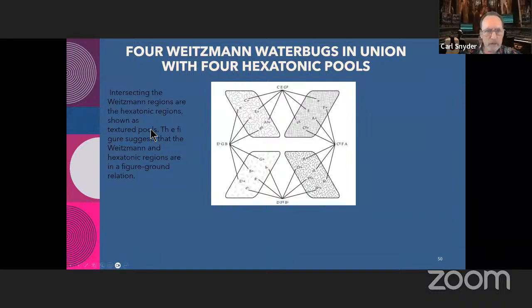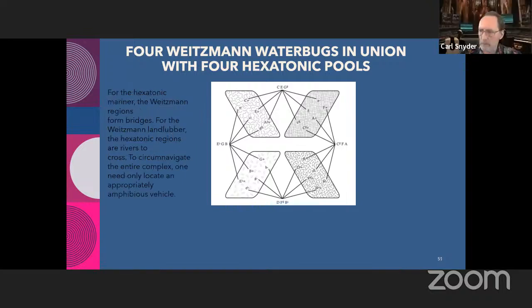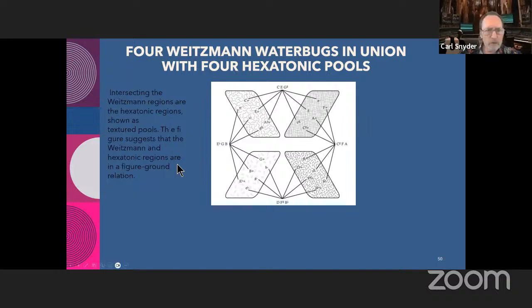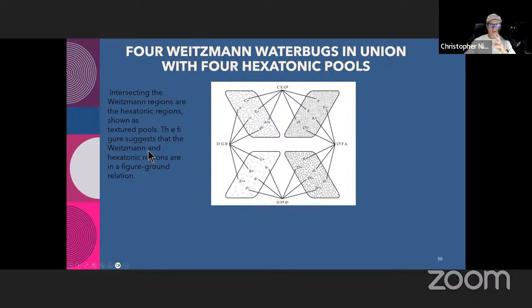Intersecting the Weitzmann regions are the hexatonic regions, shown as textured pools. Quick question on this. So what you're saying, so say E flat, G, and B, if you're leveraging that common tone of the E flat as the root, there's 3 options for major or minor chords. So depending on which direction you're going, correct? Or you're going from an augmented chord to another augmented chord.